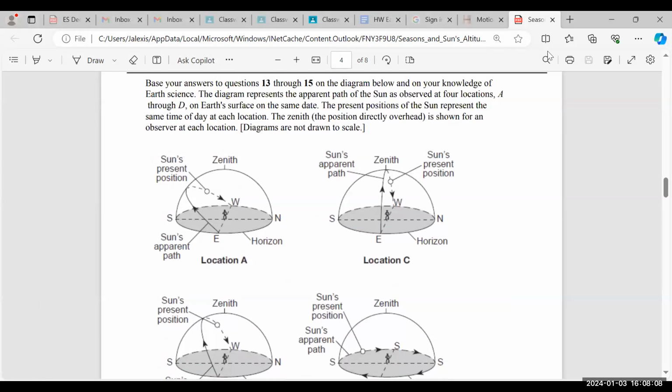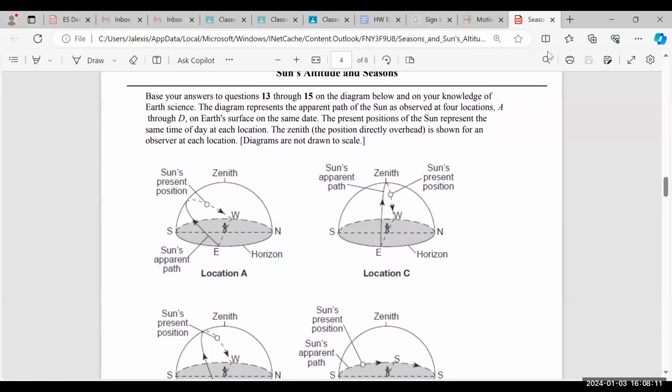All right, number 13. Number 13 says, base your answers to questions 13 and 15 on the diagram below and on your knowledge of earth science. The diagram represents the apparent path of the sun as observed at 4 locations, A through D, on Earth's surface on the same date. So keep in mind, on the same date. The zenith, the position directly overhead, is shown for an observer at each location. Diagrams are not drawn to scale.